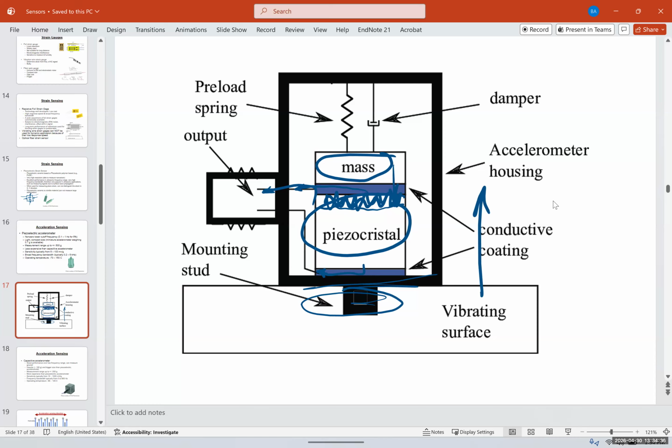Now, if you rotate it 90 degrees and put another one here, the same piezoelectric, you can create an accelerometer that works in two directions. And if you put another one 90 degrees going towards you, you can make it a three-dimensional accelerometer. Now, where do we use accelerometers?